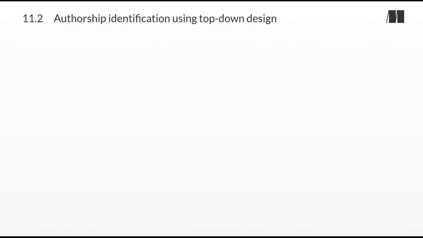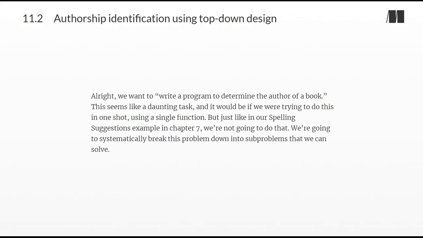Section 11.2. Authorship identification using top-down design. Alright, we want to write a program to determine the author of a book.